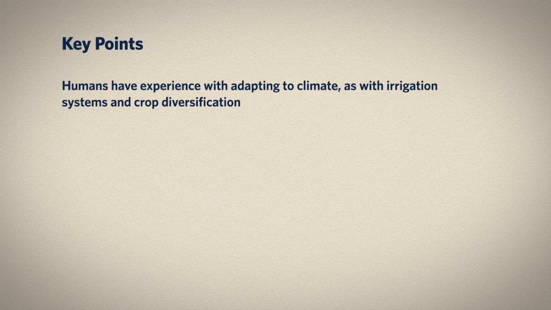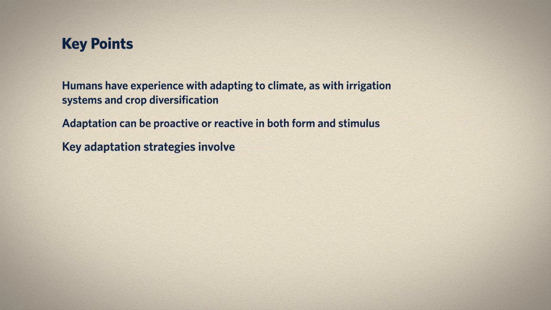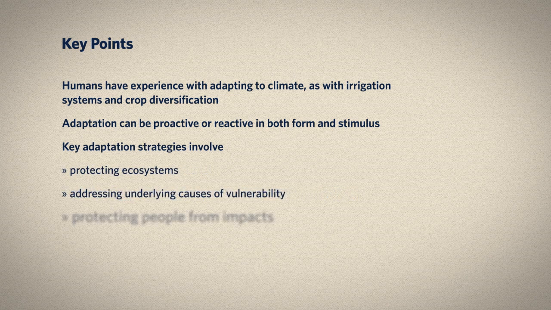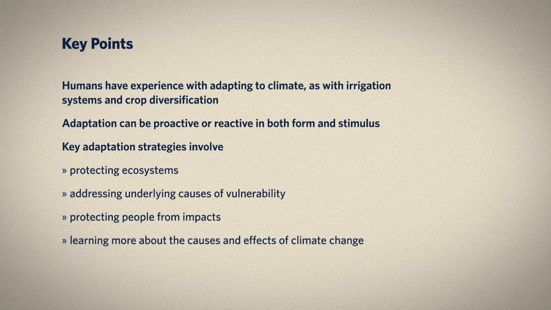This lecture has provided an introduction to adaptation to climate change. Although humans have a long history of adapting to climate, this adaptation can generally be viewed as reactive, at least in stimulus. In other words, crop diversification, irrigation, and flood protection schemes have traditionally been based on what we know about climate in the past, rather than in the future. In a changing climate, though, these assumptions might not hold.